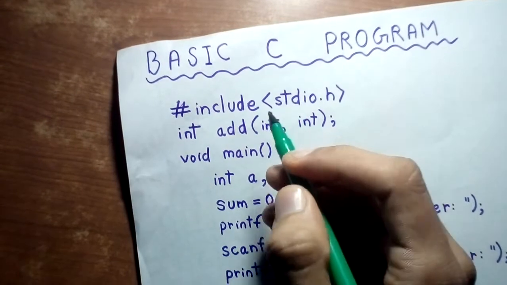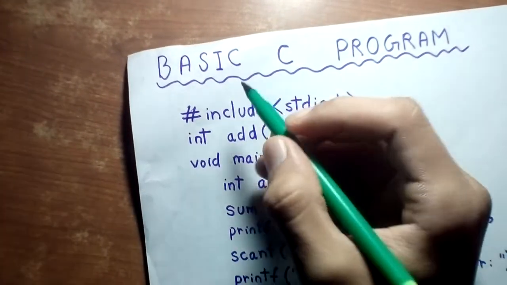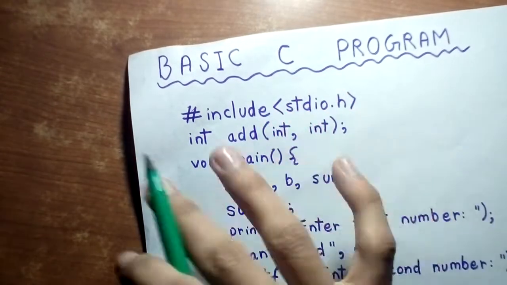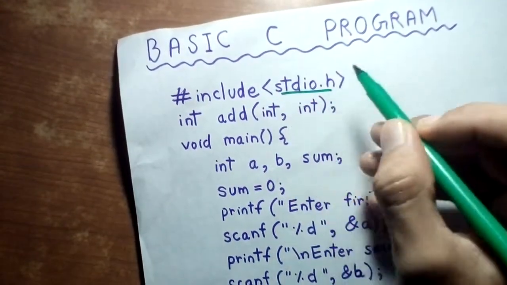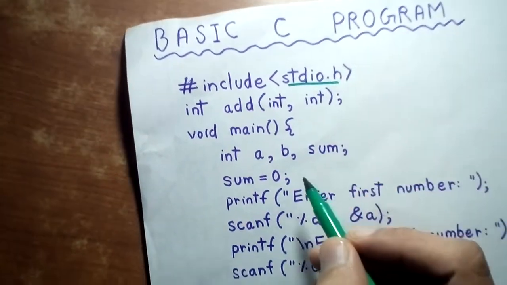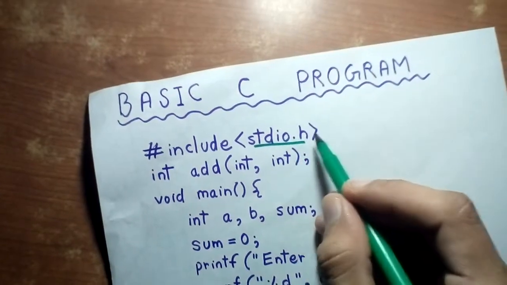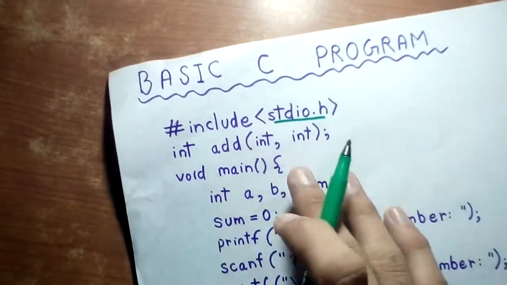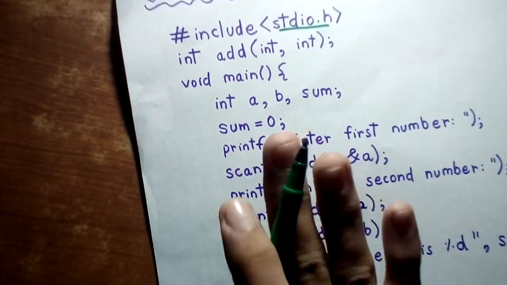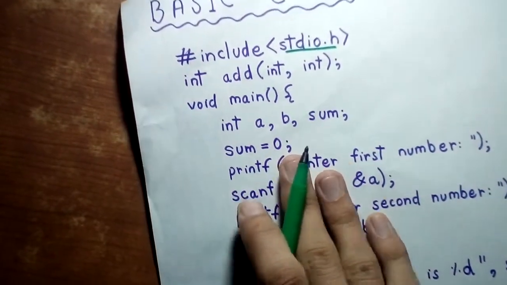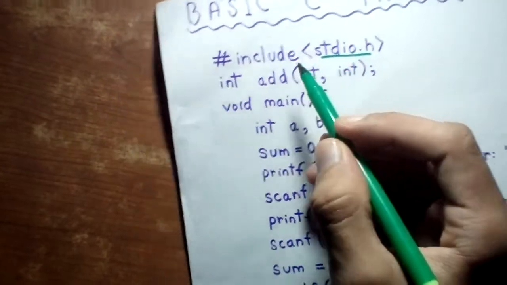#include <stdio.h>. #include is a preprocessor directive. It instructs the compiler to process the program first before compilation, so that this stdio.h library, all those functions such as printf, scanf, are included in this library. So the code for these library functions is included in this program so that they can work properly in this program. This is a preprocessor directive, #include.